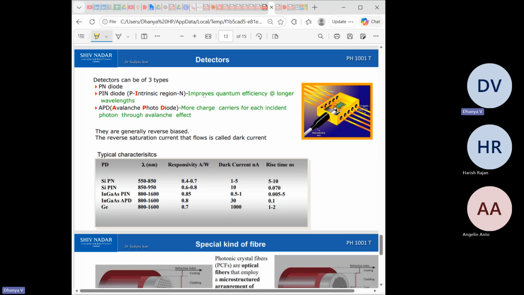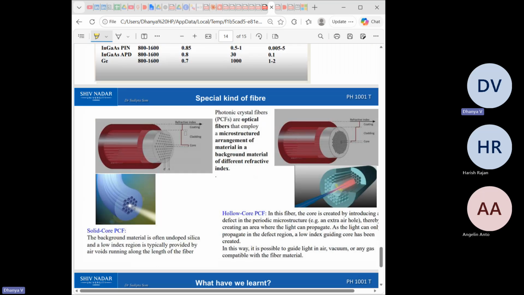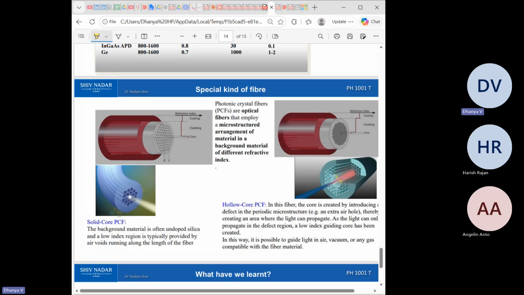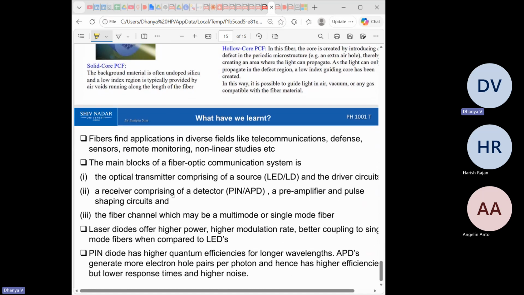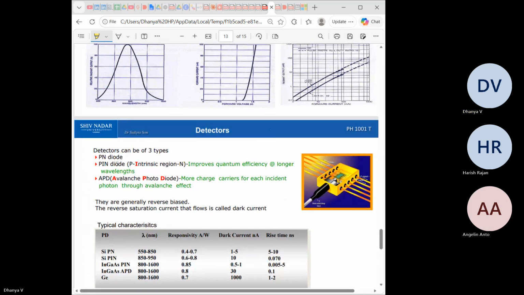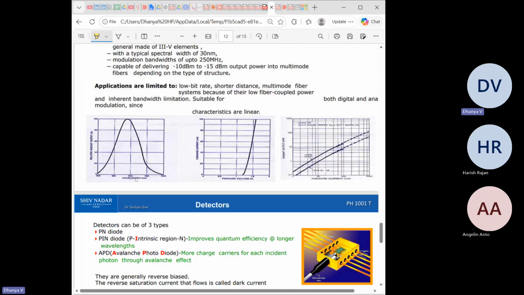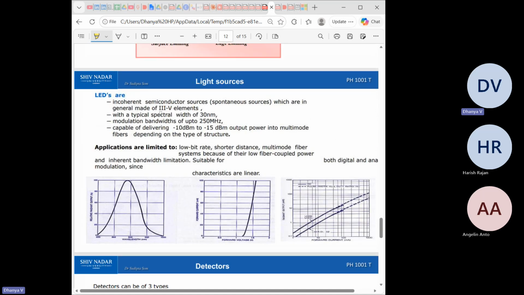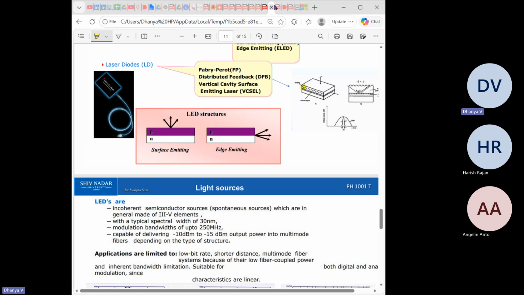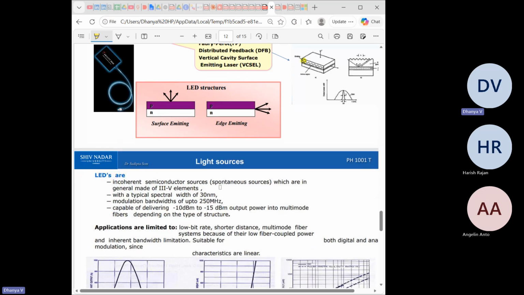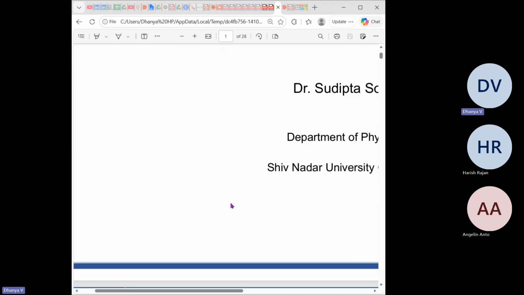PIN diode, it improves quantum efficiency at longer wavelengths. And APD, avalanche photodiode, gives more charge carriers for each incident photon through the avalanche effect. All of these are very theoretical. This part is not really required. Special kinds of fibers, all of those are not required. Just the three detectors can be of three types, and what are these types? That is something you need to know. And what are LEDs and laser diodes? That is something you need to know. It's all theoretical because it's all numbers and stuff. There's nothing much to cover as such.